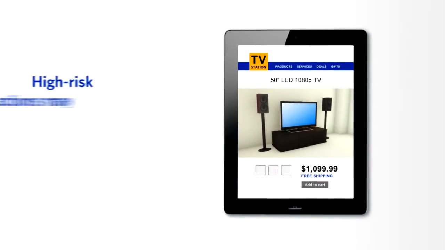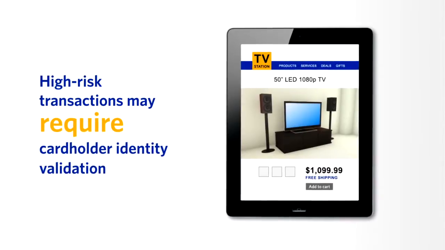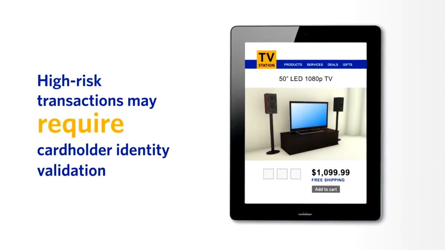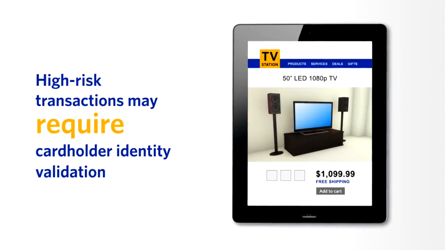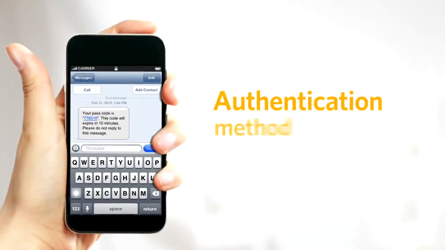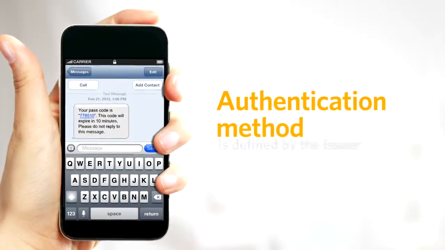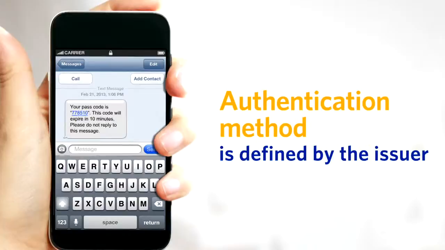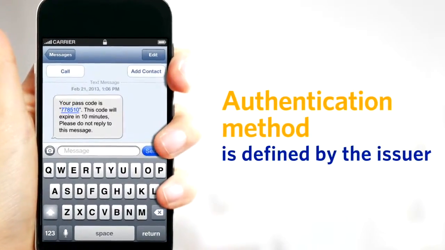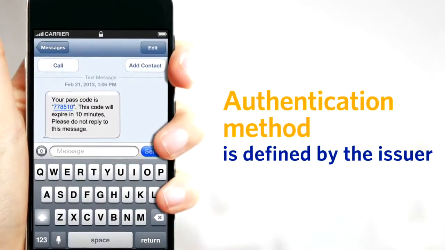When Visa Consumer Authentication Service determines a transaction is high risk, the cardholder may be prompted to validate their identity. The authentication method for high-risk transactions is defined by the issuer and can be dynamic, such as a one-time password sent via SMS text message.